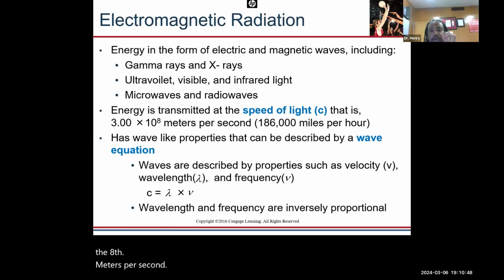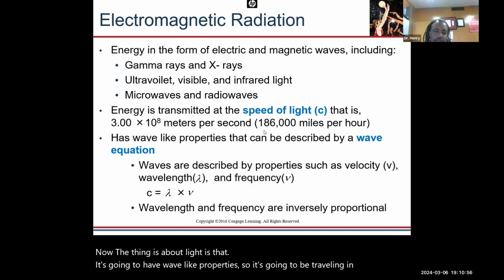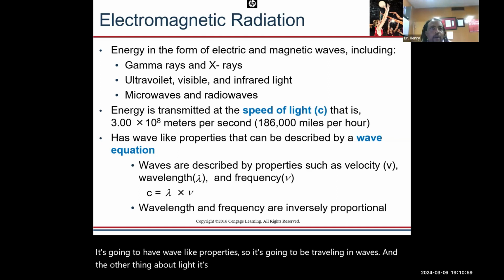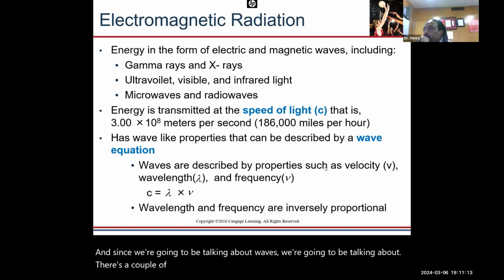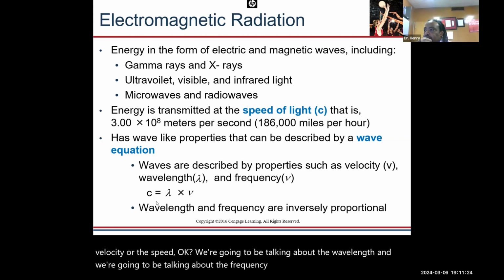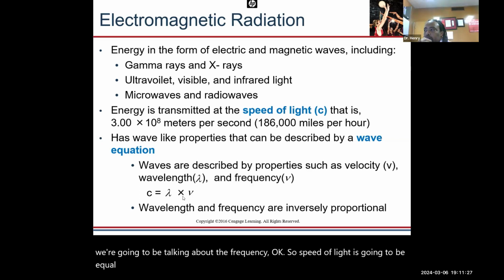Now, the thing about light is that it's going to have wave-like properties, so it's going to be traveling in waves. And the other thing about light is that it also acts like a particle. So we have this dual wave-particle dynamics going on. Since we're going to be talking about waves, we're going to be talking about things such as the velocity or the speed, the wavelength, and the frequency. So the speed of light is going to be equal to lambda times nu.